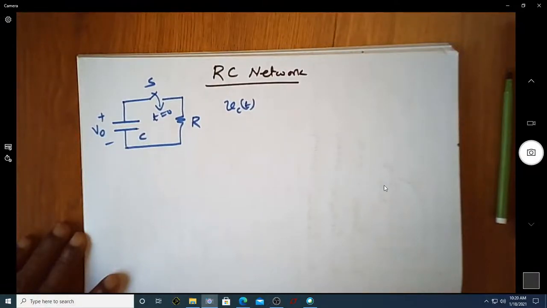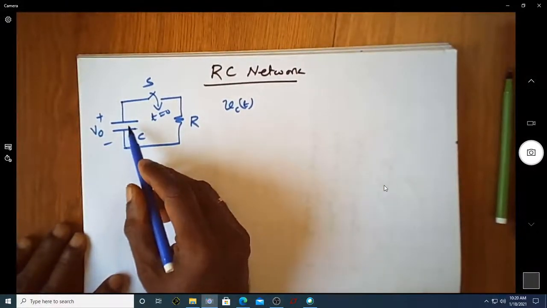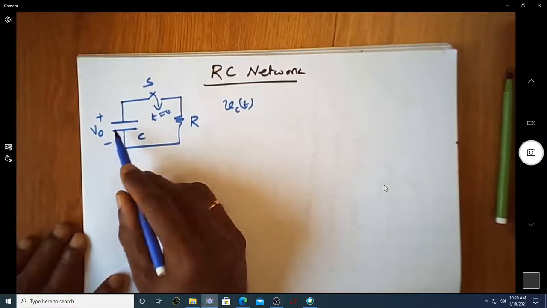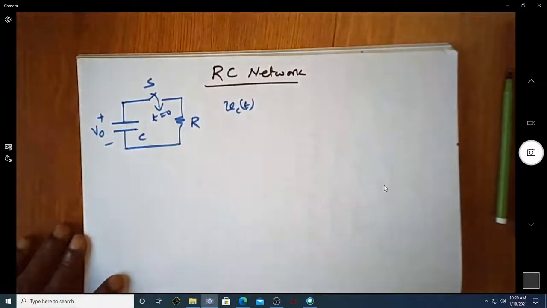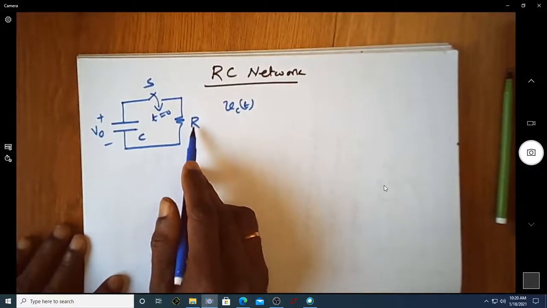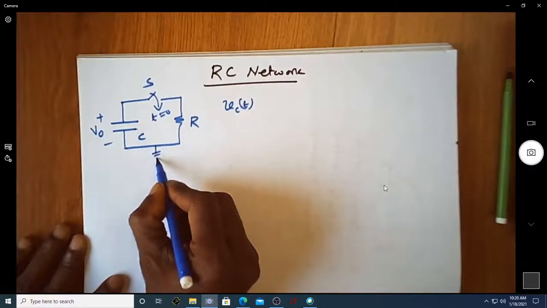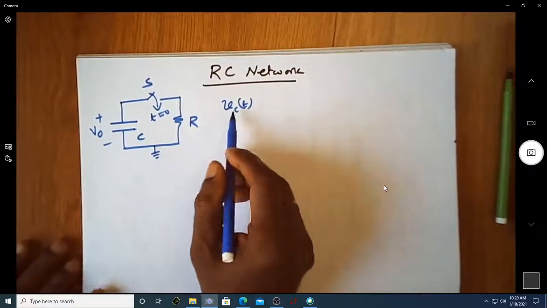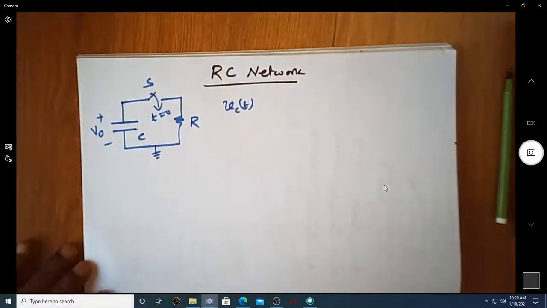to 0. So of course we know that since there is a resistor, whatever charge is stored in this capacitor, which is resulting in an initial capacitor voltage of V0, has to start discharging through this resistor R, and it has to dissipate across resistor R. So let us try to understand what is the expression for this capacitor voltage when this switch is closed.